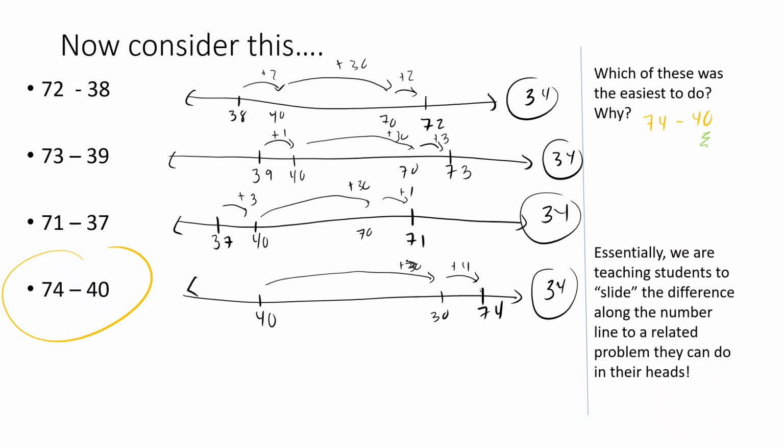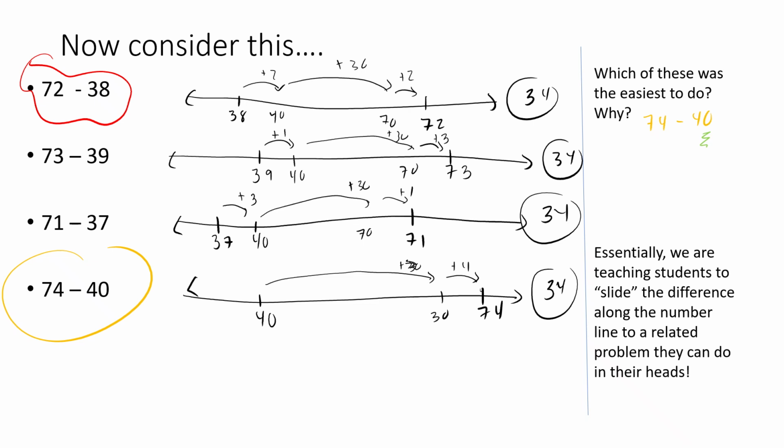So essentially what we're teaching students to do here is to slide the difference along the number line to a related problem that they are able to do in their heads. Where a lot of people doing 72 minus 38, remember that was our original problem, would not think to do that in their heads, 74 minus 40 is doable in our heads, at least for most of us. It's certainly easier to do in our heads. So what we're doing here is learning how to slide along the number line to a convenient subtraction.